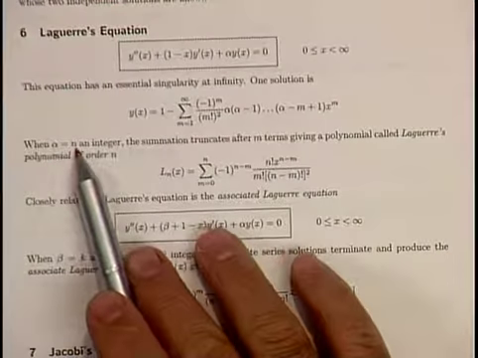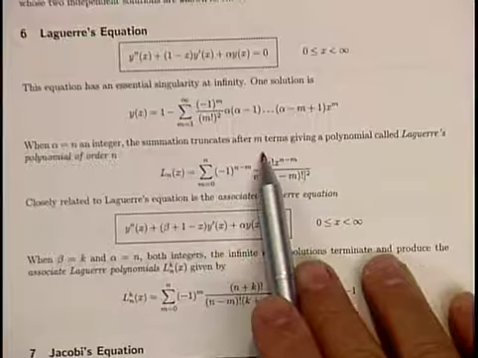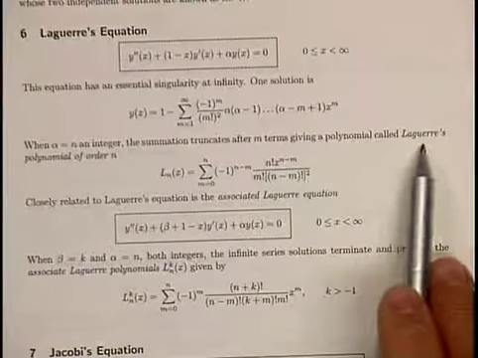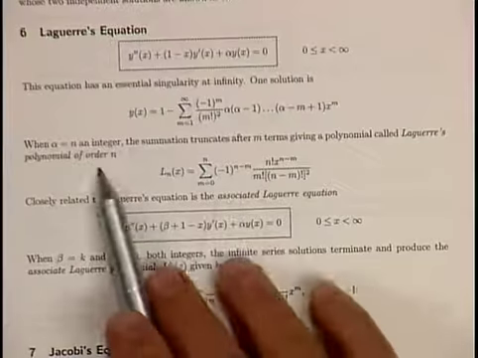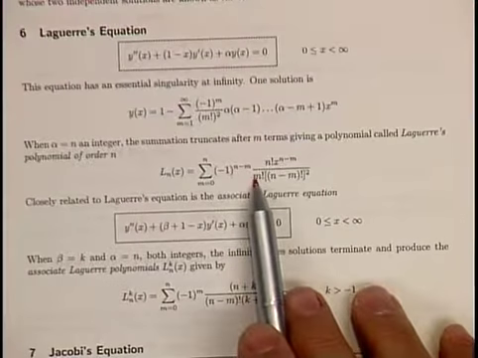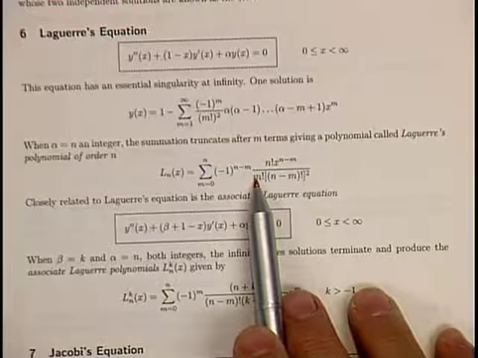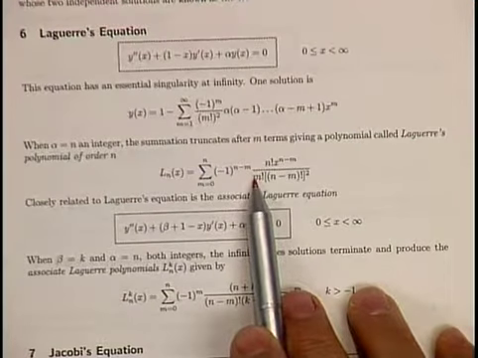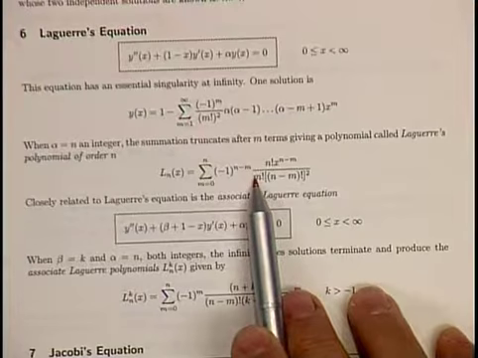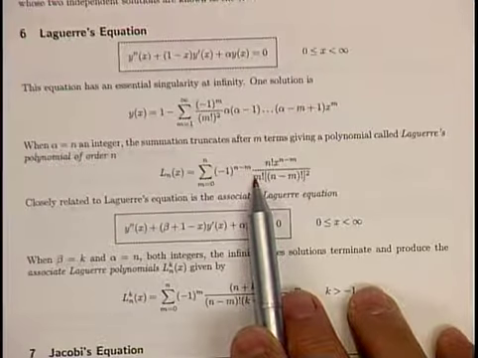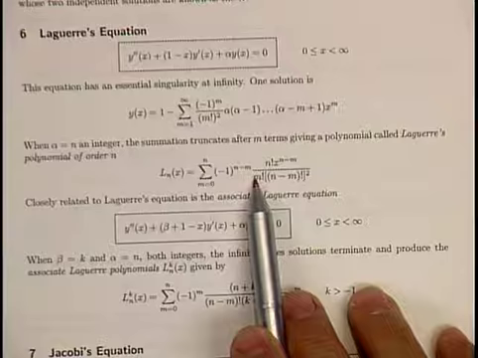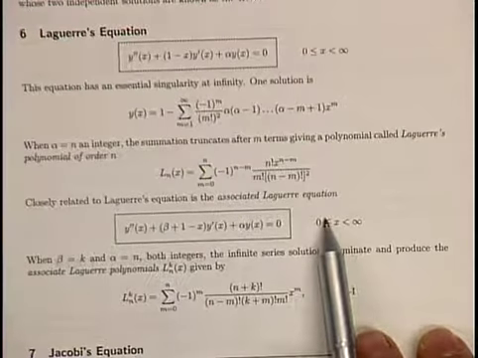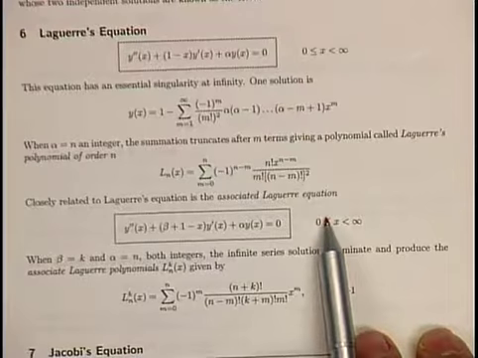And when alpha is an integer, again the summation will truncate after m terms, and this will give what we call the Legendre polynomial. The Legendre polynomial of order n is here, and you can look at the tables of special functions to figure out its properties, let's say the recurrence relation, the derivative, integrals, and everything about the Legendre polynomial, and its relation with other functions, for example.